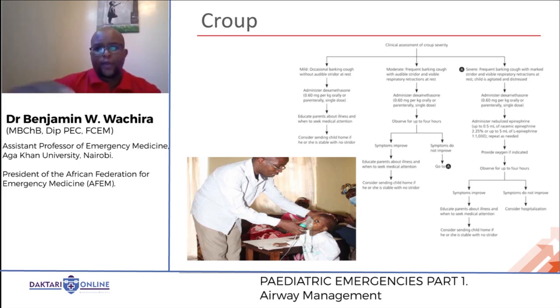And then, as you can see, mild is just occasional barking cough without audible stridor at rest. Moderate is frequent barking cough, audible stridor, and visible respiratory retractions. Remember the retractions I mentioned, subcostal, at rest. Then severe is where you have frequent barking cough, marked stridor, visible respiratory retractions at rest, and child's agitation and distress, like the child that we had.